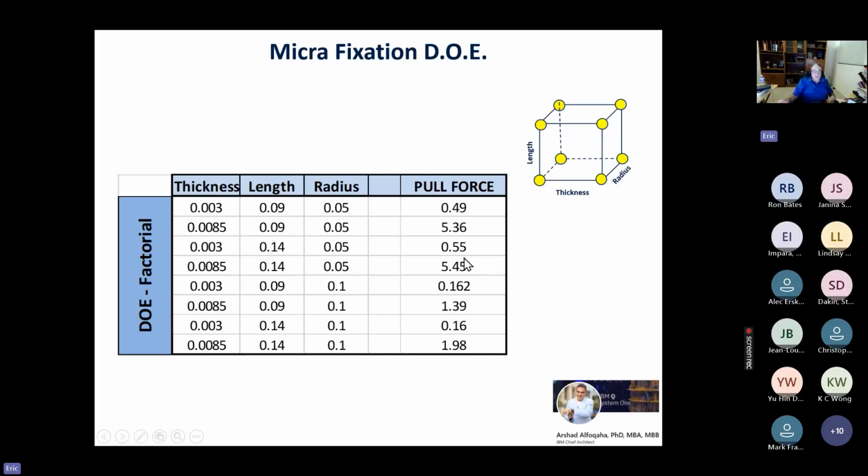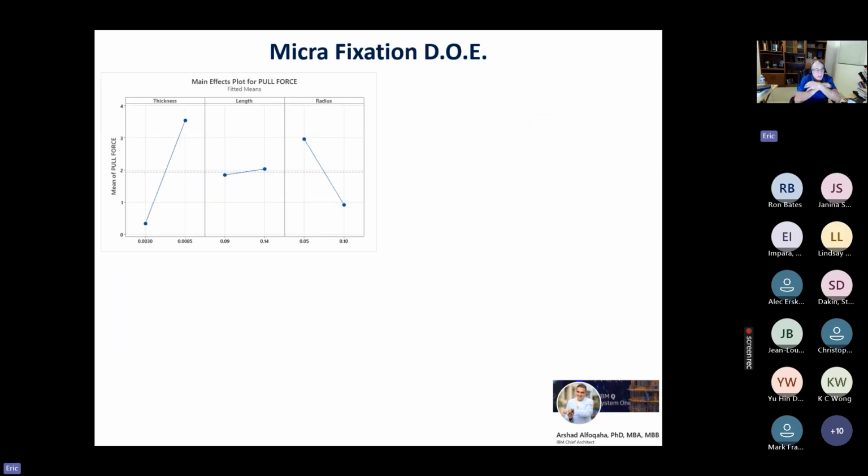Ran those 8 runs, got the attachment force, fixation force, or should I call it the pull force, and a range, and some of them were close to 2.5, but none of them actually included the range of 2 to 3 newtons. But nonetheless, we could get a model by analyzing this designed experiment. So we analyzed it. And this is in Minitab, showing that the higher the thickness, the higher the attachment force or pull force. Length doesn't seem to have much of an effect, not very significant. You'll see that over here to the right.